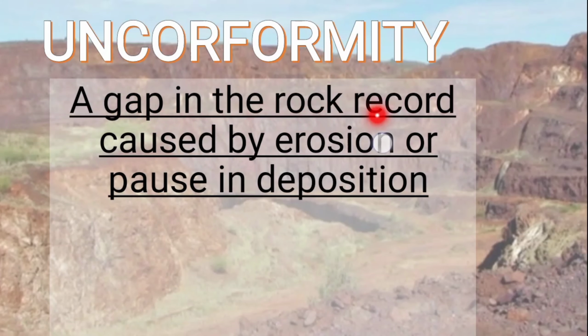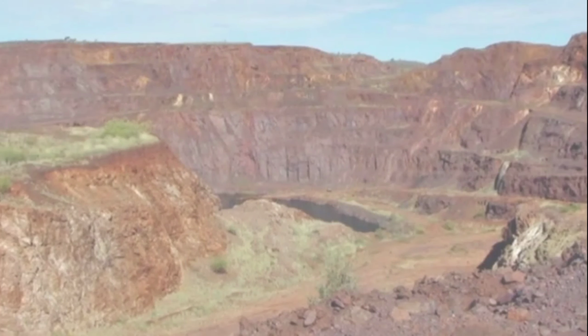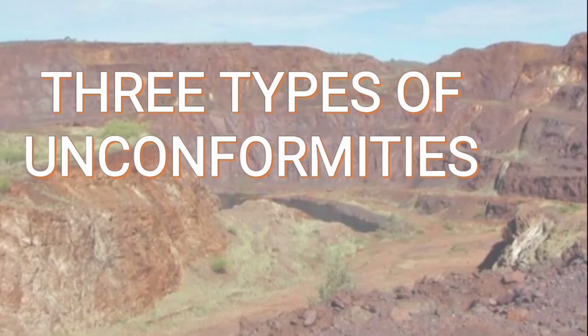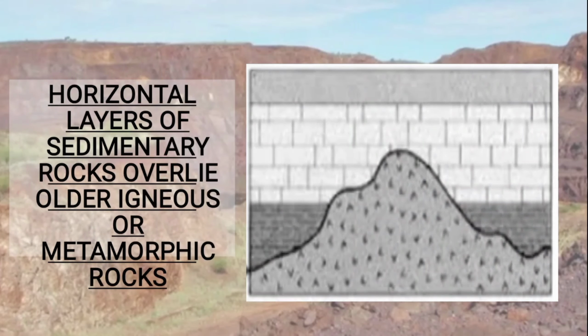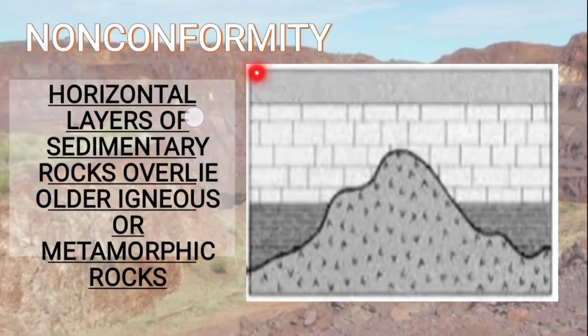Unconformity is a gap in the record caused by erosion or pause in deposition. Sometimes they are called breaks and bends. Okay? So that is unconformity. In unconformity, we have 3 types of unconformities. First type is the nonconformity.